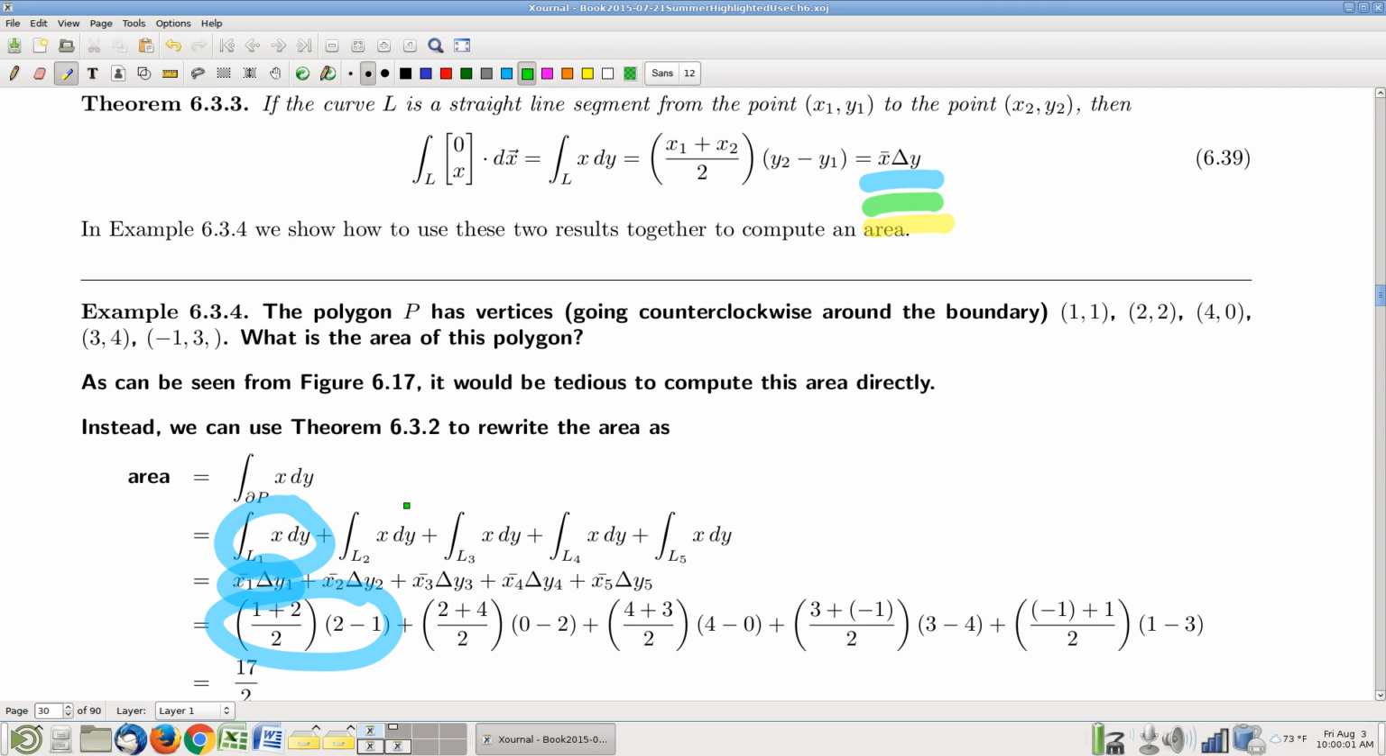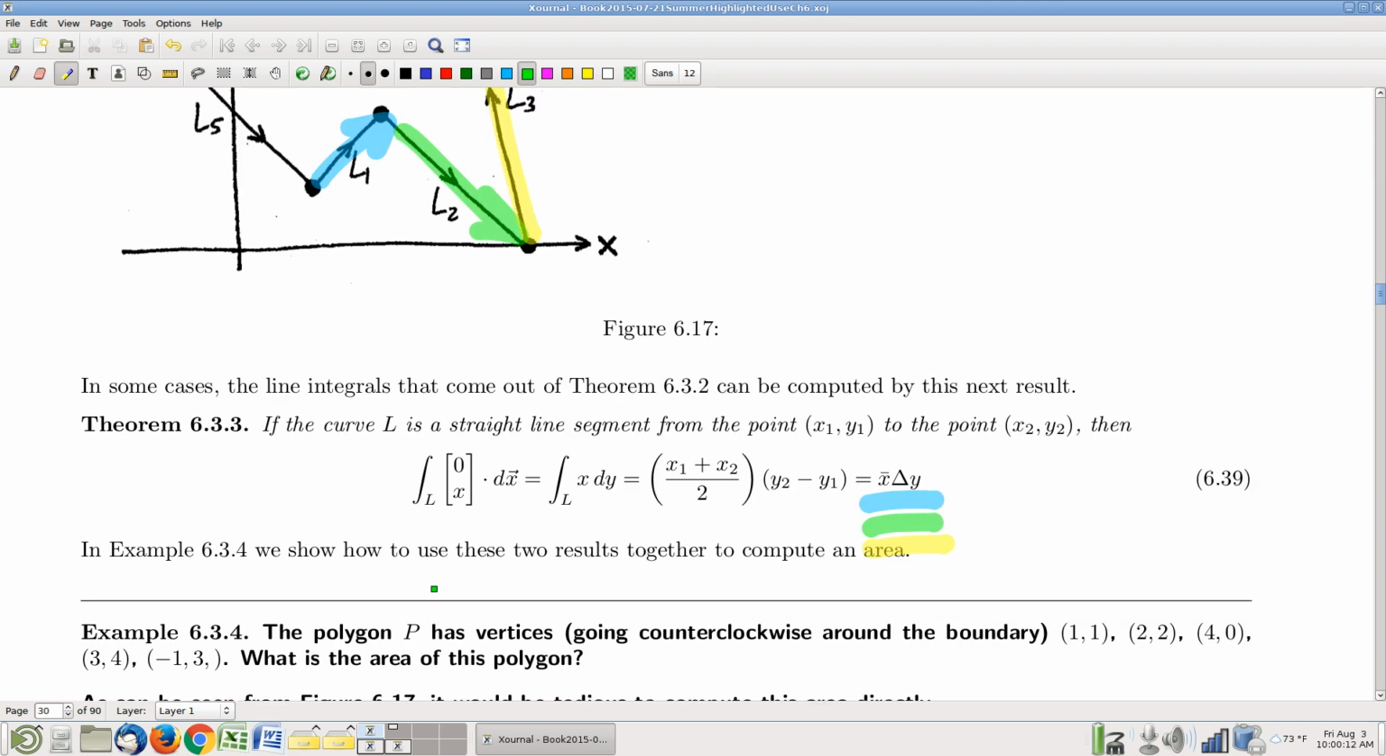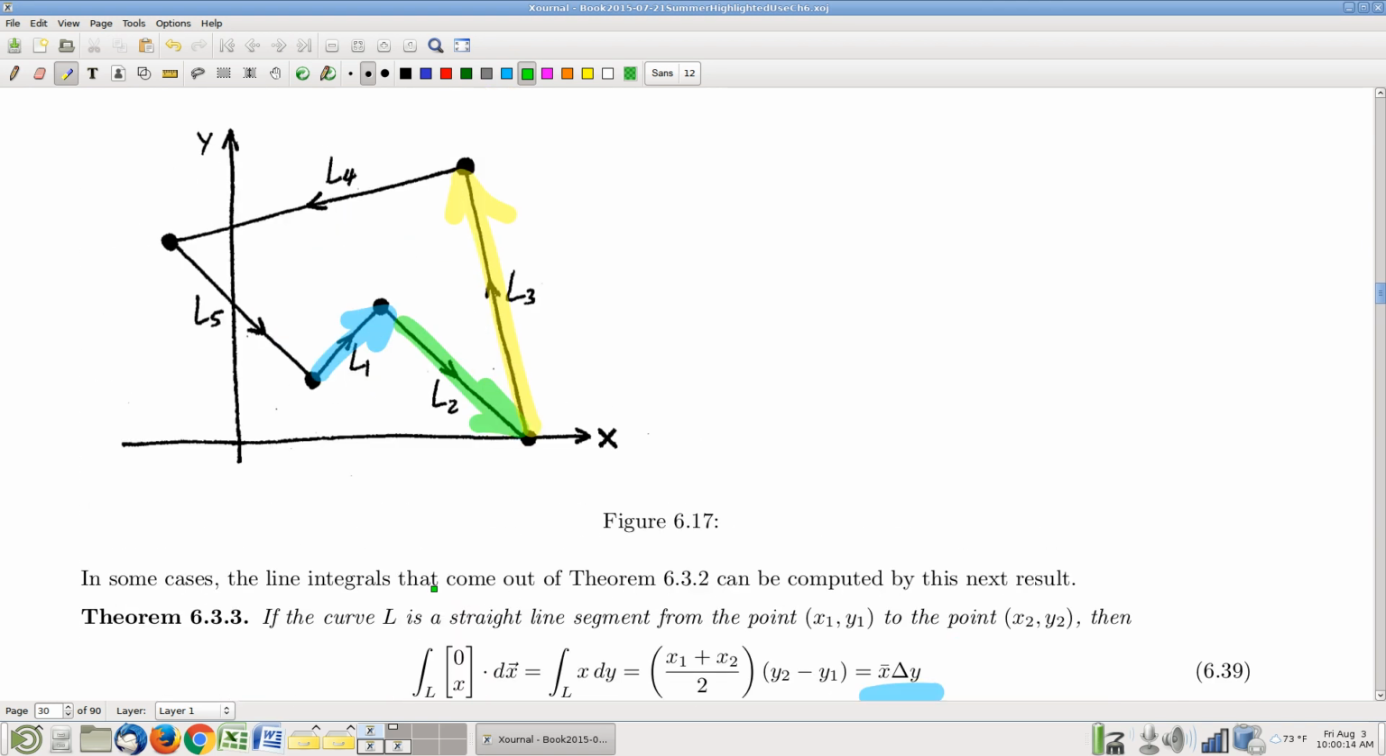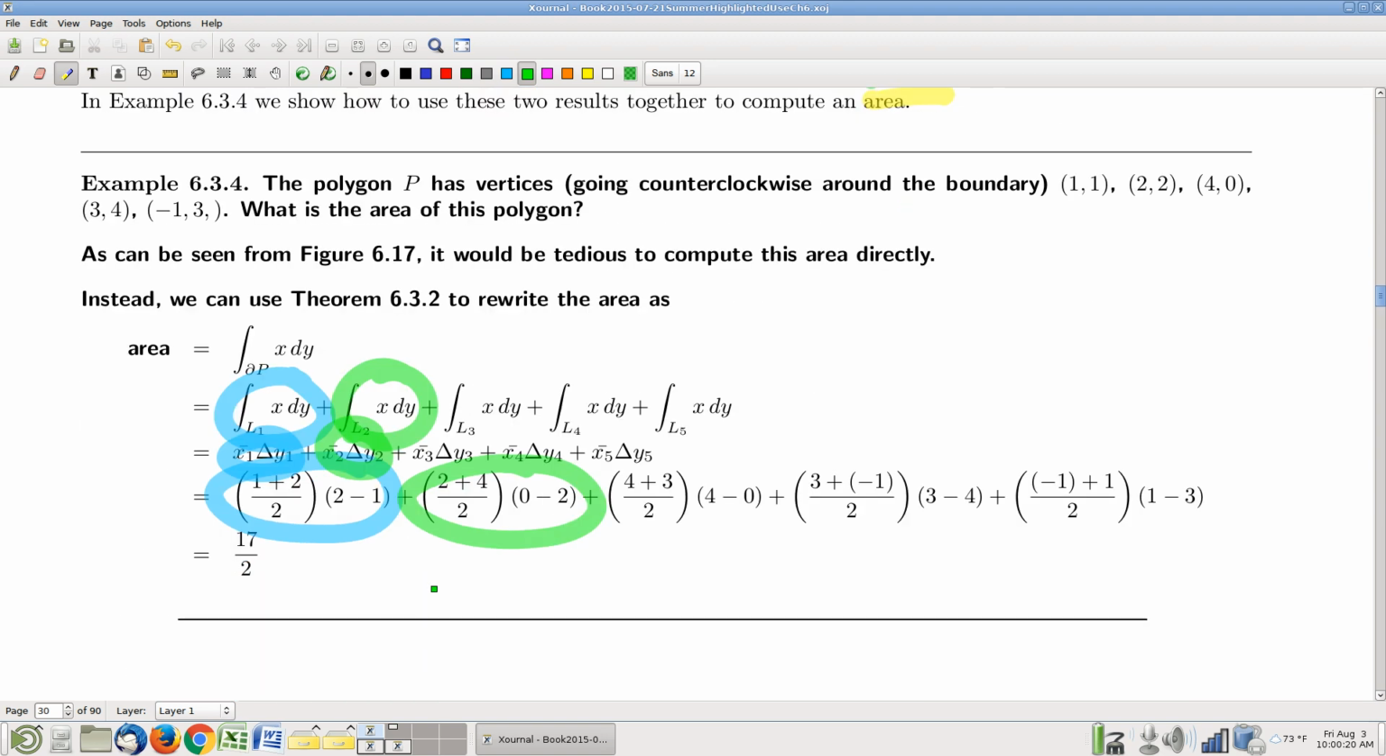On the second piece, there's the arithmetic. Just what's the average value of x? How much did y change? Notice that how much y changed might be negative. For example, on L2, delta y is negative. It went from a larger value to a smaller value. And a little bit of four-function arithmetic, and boom, there's your answer.